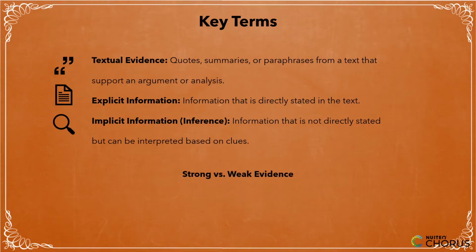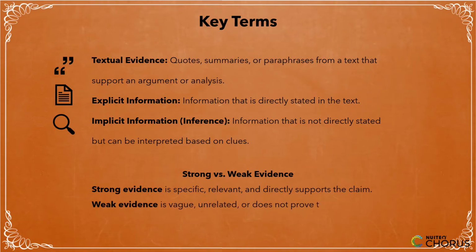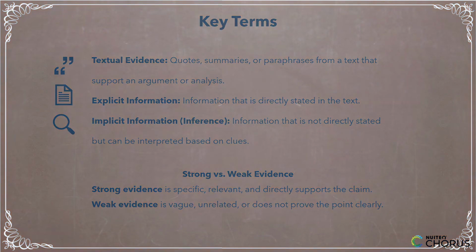Strong versus weak evidence. Strong evidence is specific, relevant, and directly supports the claim. Weak evidence is vague, unrelated, or does not prove the point clearly. Now that we know the basics, let's see these concepts in action. Let's start with an easy example.